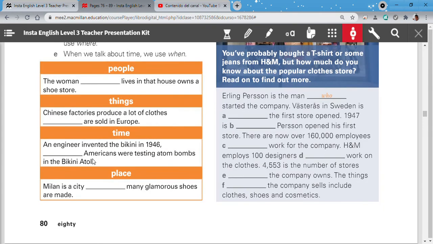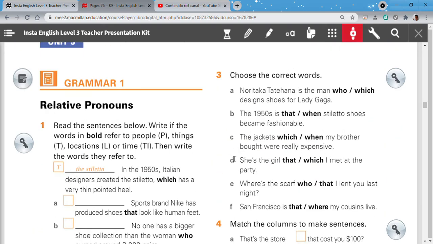So you need to know this chart. If you know this chart, the topic is going to be easy. If that is difficult for you to understand, well, practice. That is the only key. Practice and you are going to know all this activity. Let's put the relative pronoun in practice.